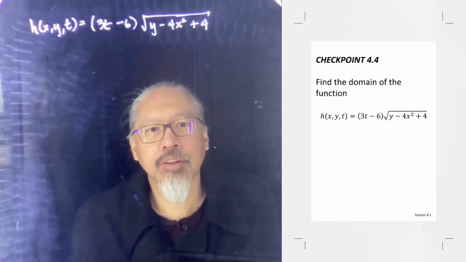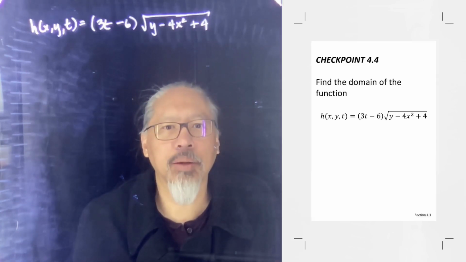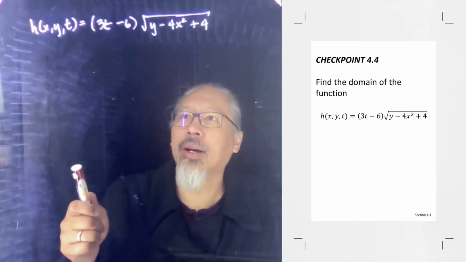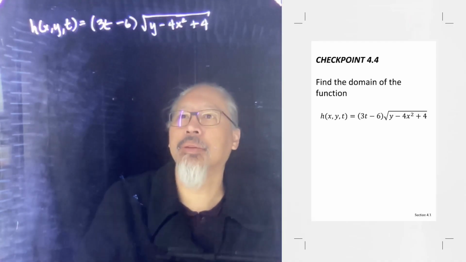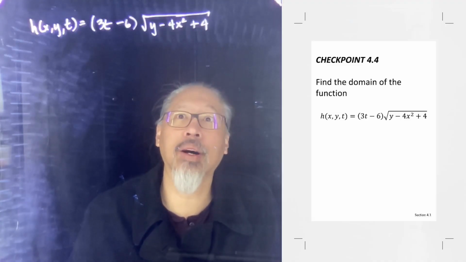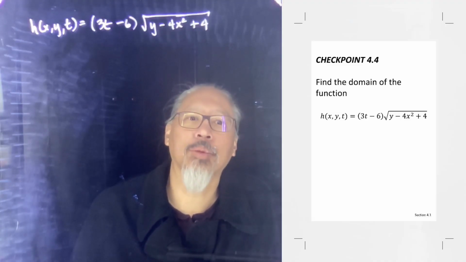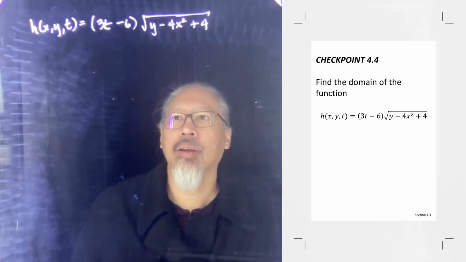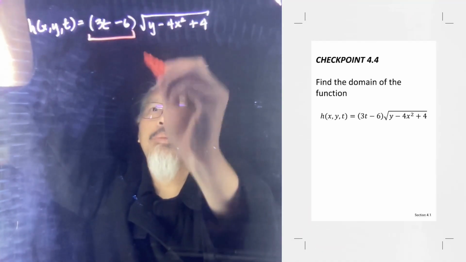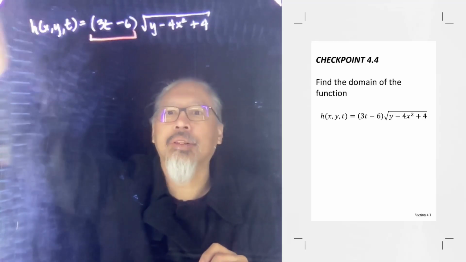Hello, we're doing checkpoint 4.4. They want us to find the domain of this function, H of x, y, and t is equal to 3t minus 6 times the square root of y minus 4x squared plus 4. All right, let's break this down into a couple of parts.